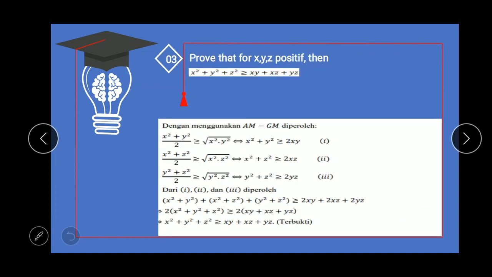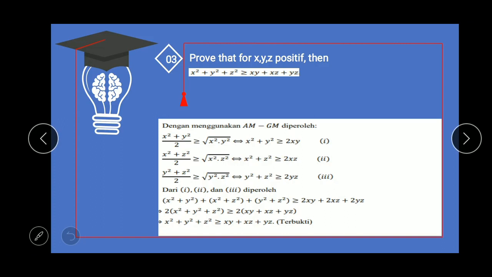The third question is: prove that for x, y, z positive, x squared plus y squared plus z squared is greater than or equal to xy plus xz plus yz.